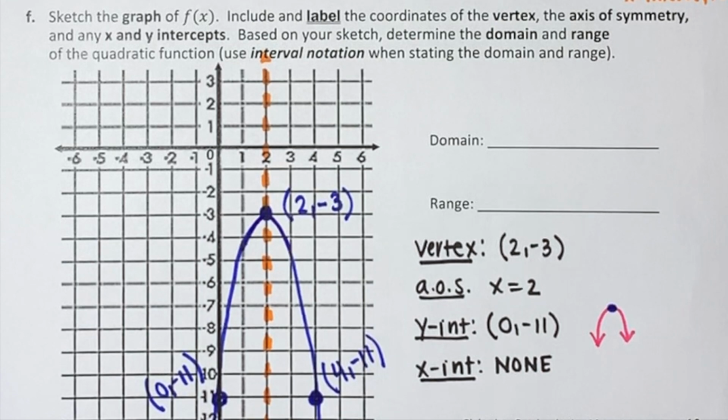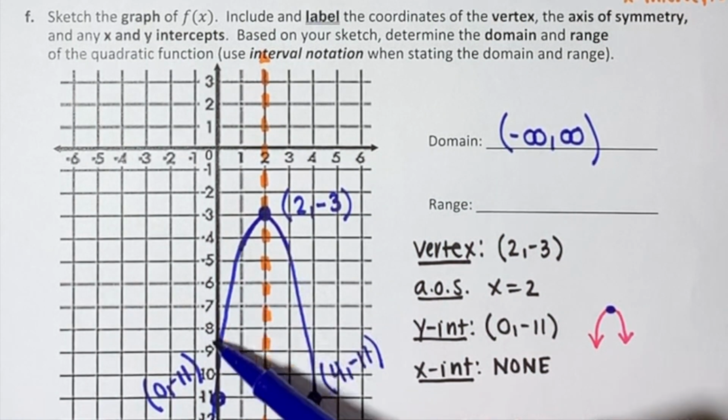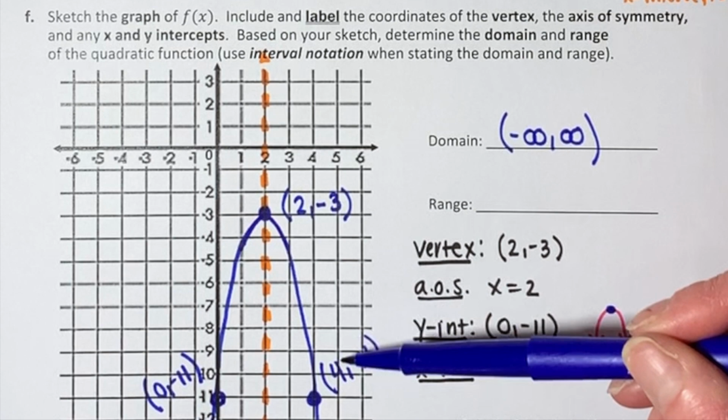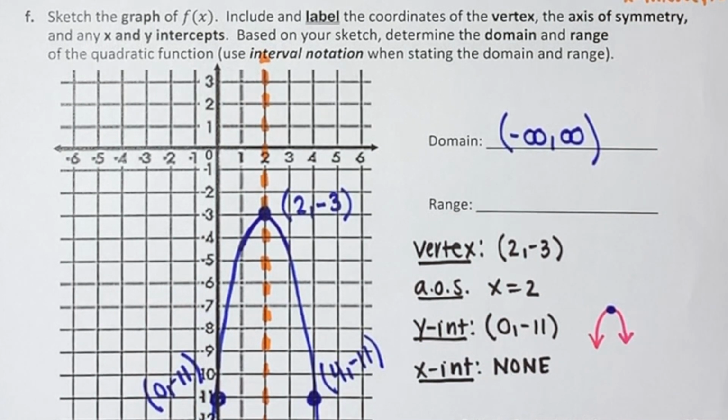Now to determine the domain. The domain is the easy part because the domain for any parabola is always the same. It's always negative to positive infinity. And that makes sense because for the domain, you're explaining what the lowest and the highest x values are. Well, the graph keeps going off to the left, so the x values keep getting more and more negative, going off to negative infinity, and the graph keeps going off to the right, so the x values keep getting more and more positive as they go off towards positive infinity.